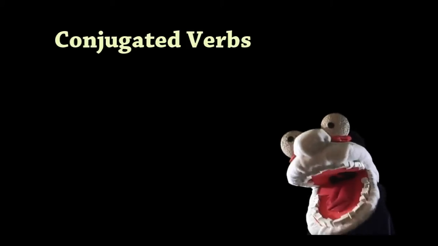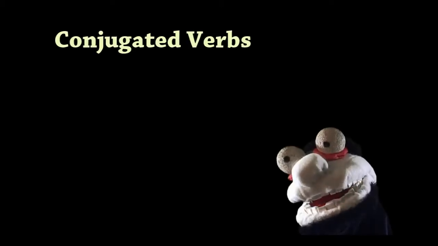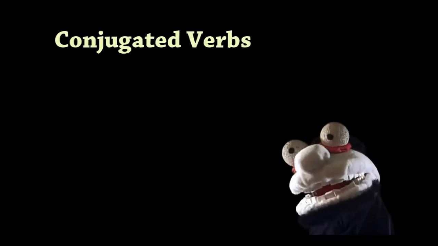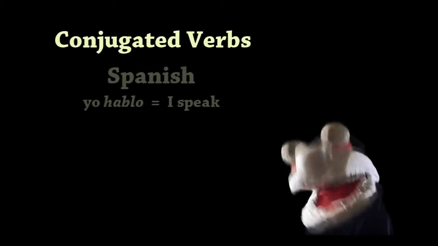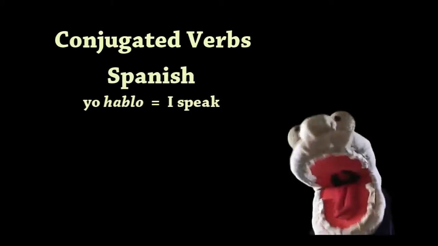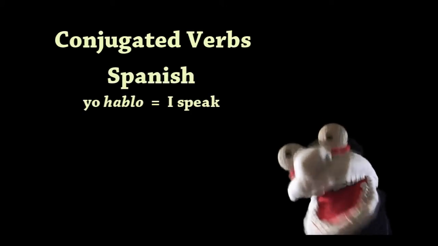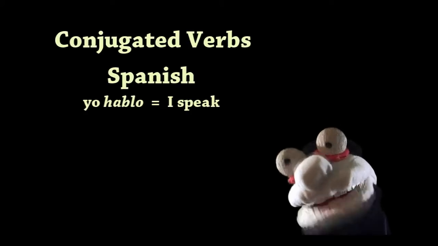Using the verb hablar, which means to speak in English, we can take a subject like yo, and then use a conjugated verb to make a sentence. Yo hablo, it means I speak. Hablar is the infinitive verb, and hablo is the conjugated.